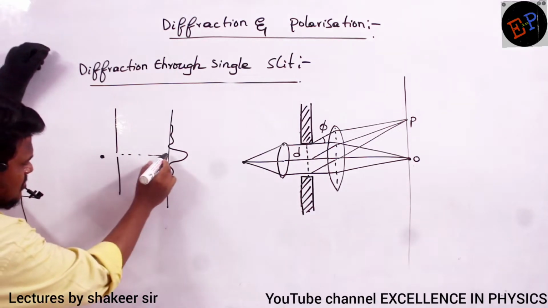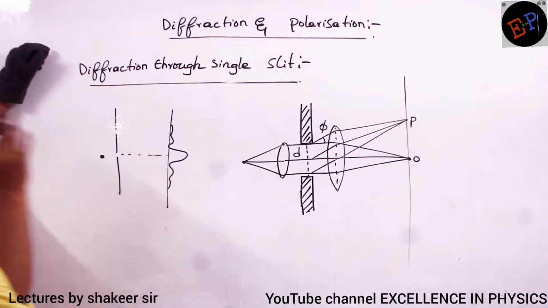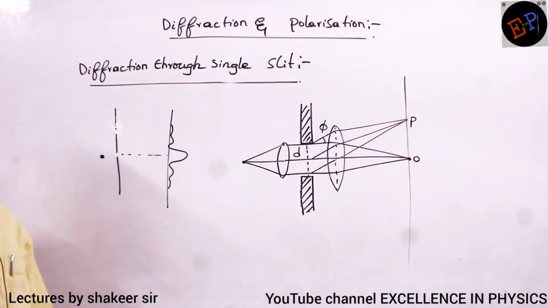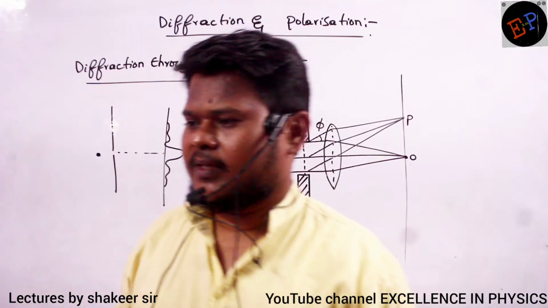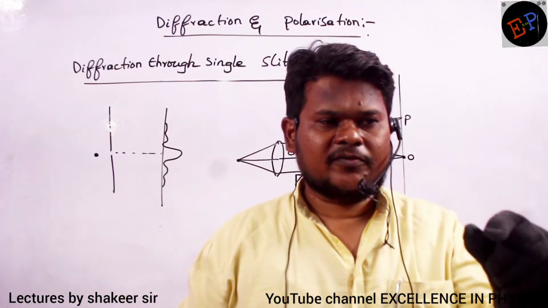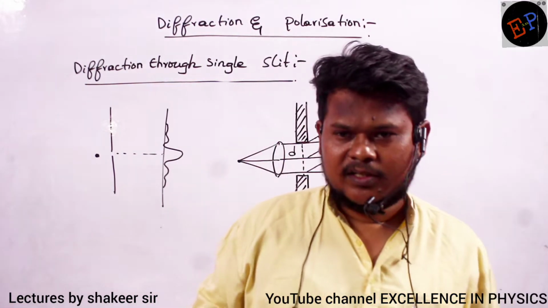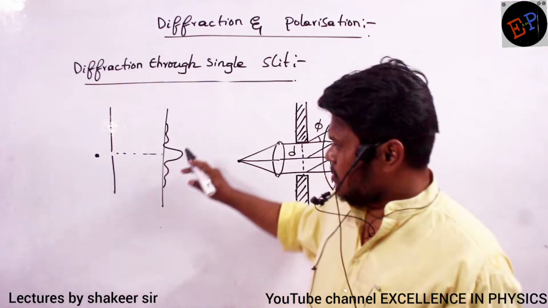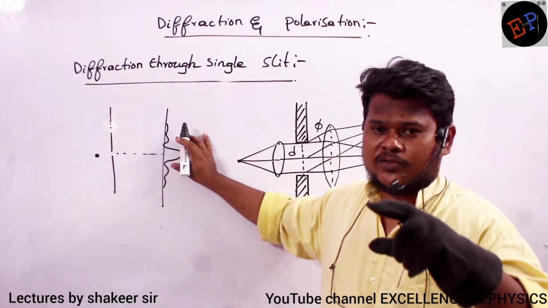So at the center of the screen, you can see a very bright fringe whose width is also very large. In YDSE, what we have studied, what was the nature of fringes? The width of the bright fringe and the width of the dark fringe were equal. But here it is not the condition. In the case of diffraction, the central bright fringe will be very, very wide, and it will be very bright also.